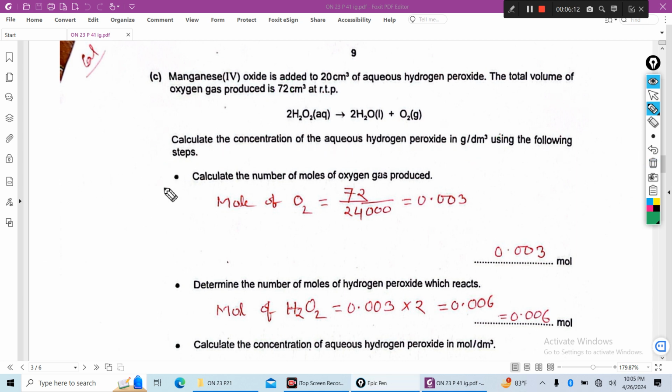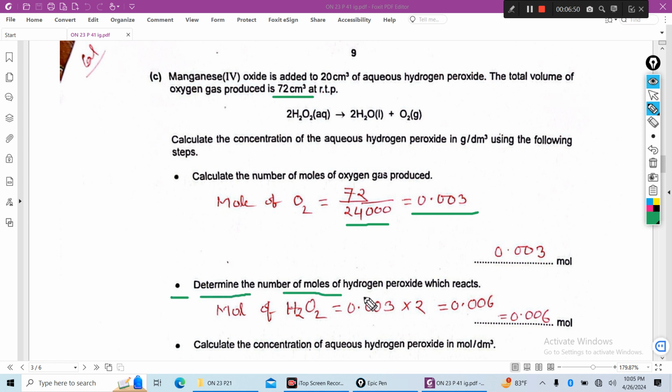So you see, first, as the oxygen volume is given, we will use the gas formula. Calculate the number of moles of oxygen gas produced. Moles of oxygen equals volume divided by molar volume. Volume 72 cm³, molar volume 24 dm³ or 24,000 cm³. As cm³ is given here, I write 24,000 cm³. So if you calculate, you get 0.003 moles of oxygen.